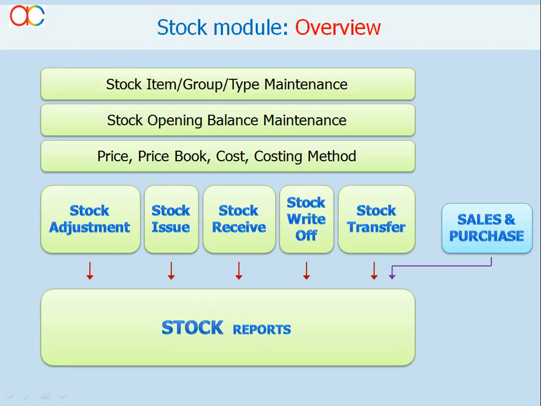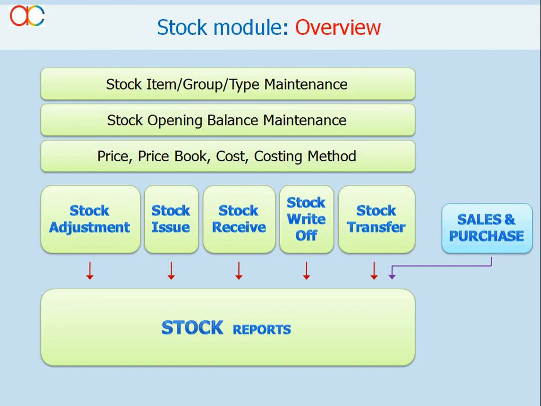In general, stock module is meant for physical inventory maintenance and reports. In stock module, you may maintain the stock items, item group, item type, stock item opening balance, cost price, selling price, and costing method. Stock module is commonly used together with sales module and purchase module. All these three modules will affect the quantity or value of stock items.